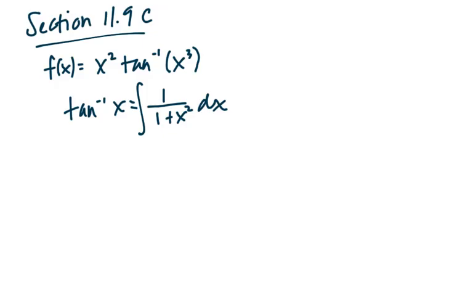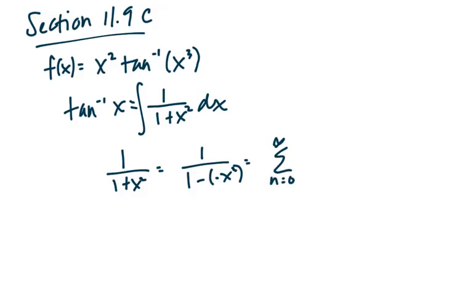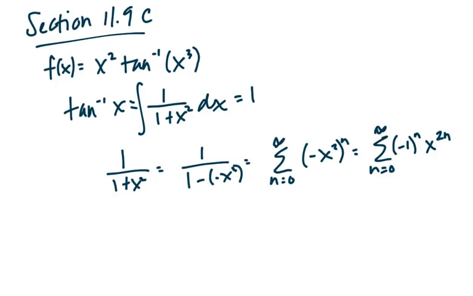So 1 over 1 plus x squared can be written as 1 over 1 minus negative x squared, which is the summation, or the series, from n equals 0 to infinity of negative x squared to the nth, which is the series from n equals 0 to infinity of negative 1 to the n x to the 2n. So if we fill these terms in, if you put in 0, you have x to the 0, which is 1, minus x squared plus x to the 4th minus x to the 6th plus dot, dot, dot.